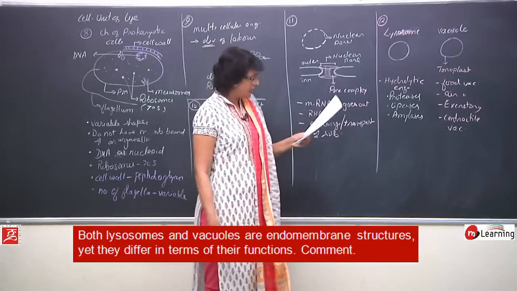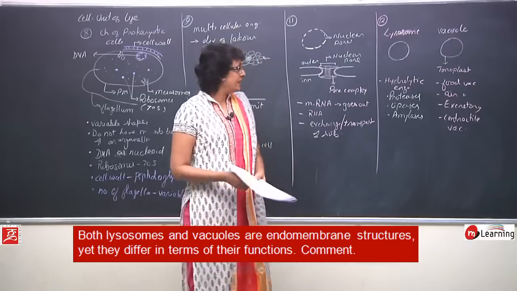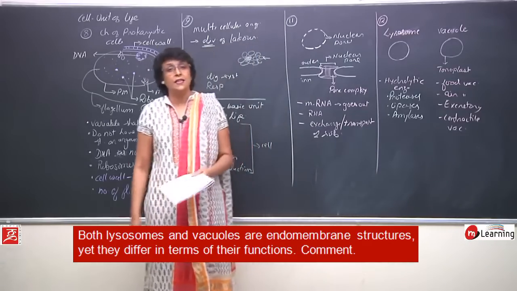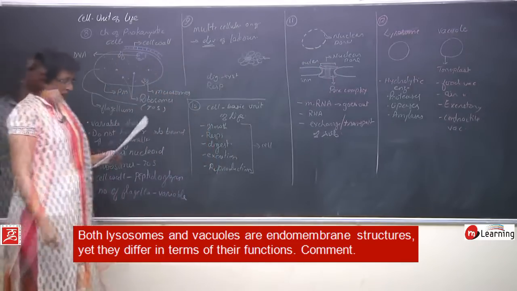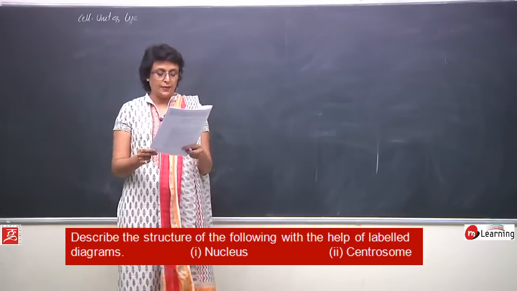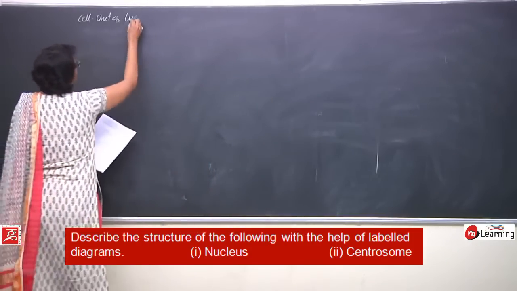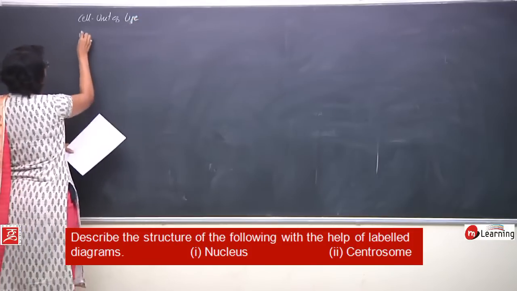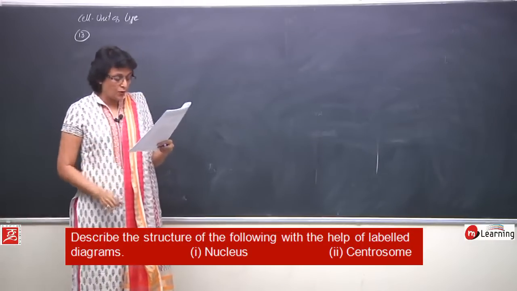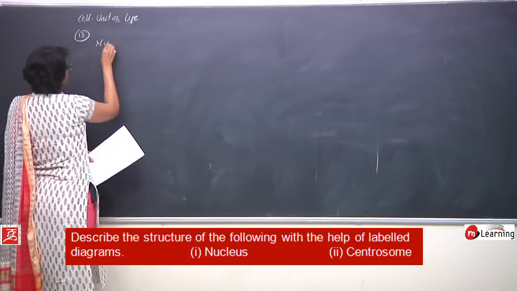The 13th question is, describe the structure of the following with the help of labeled diagrams. So, let us draw the diagrams of these two structures, that is nucleus and centrosome. So, first we will have to draw and then we will have to explain the structure. The two structures which we are required to describe and draw, one is nucleus, another is centrosome. So, let us take nucleus first.